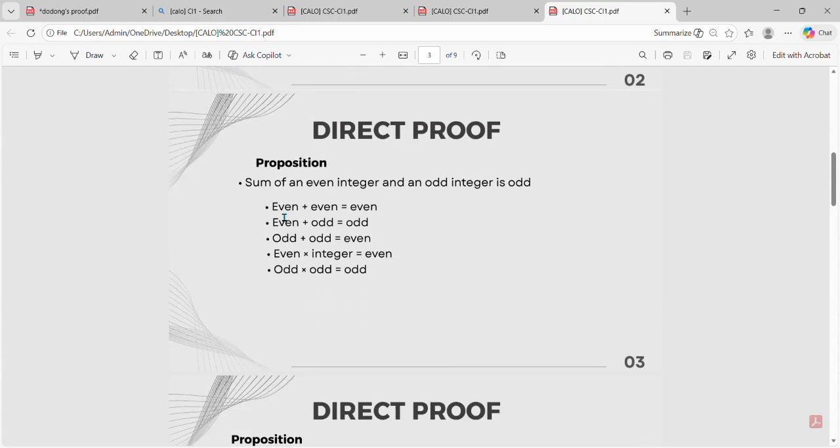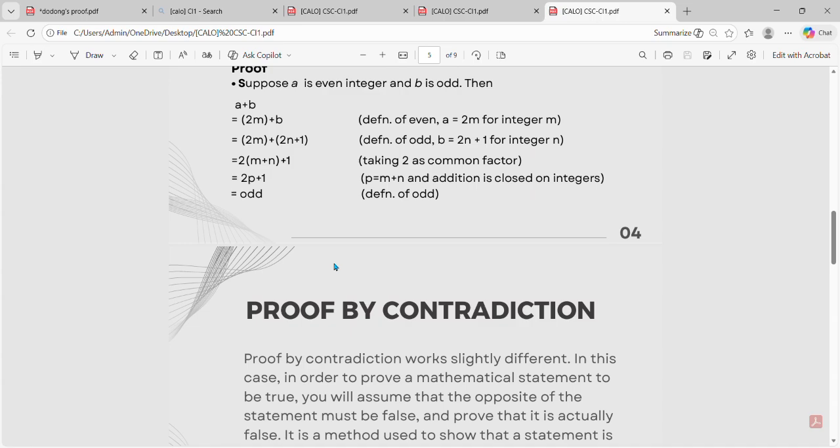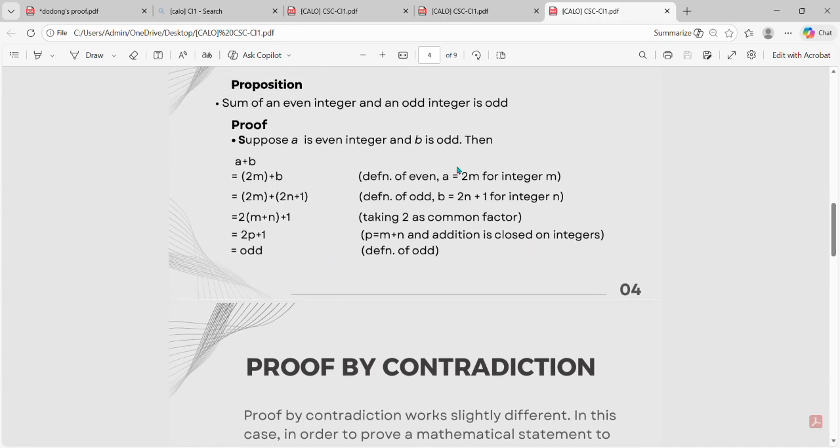Consider this proposition: the sum of an even integer and an odd integer is odd. Before proving this, let's recall some basic facts: even plus even is even, odd plus odd is even, even times integer is even, odd times odd is odd. Let's say A is even and B is odd.